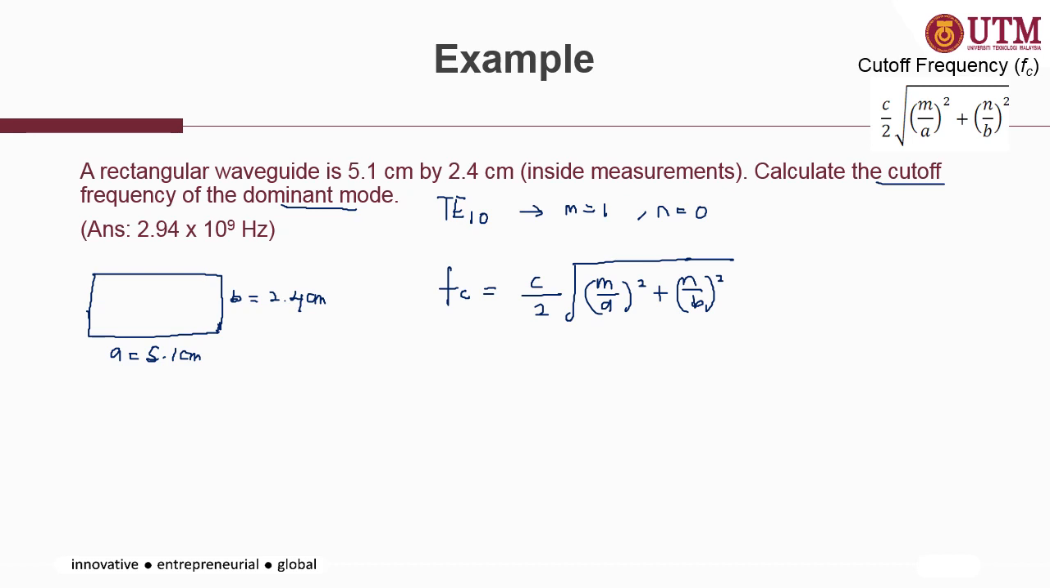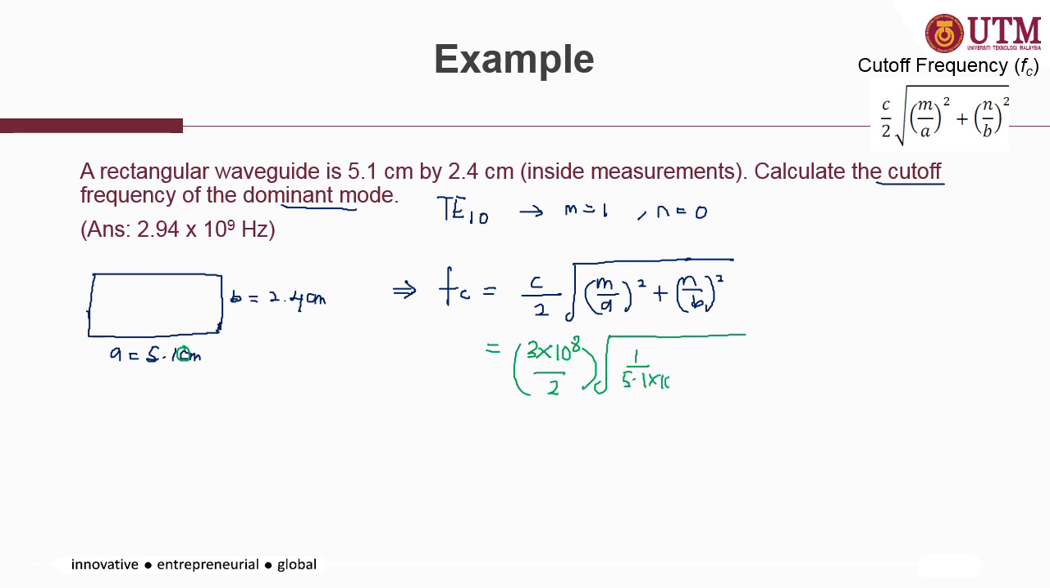As usual, I recommend you write down the general equation before you include any values in your calculation. c is the speed of light, 3 times 10 to the power of 8, divided by 2, and then the square root of m equal to 1 divided by your a, which is 5.1, and don't forget it is in cm, so please make sure you use the SI unit, the standard unit.